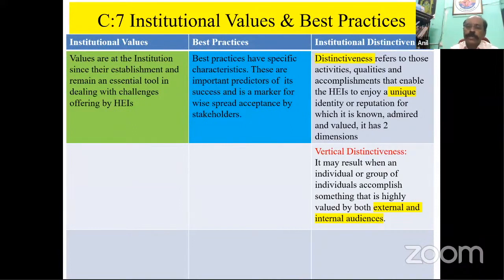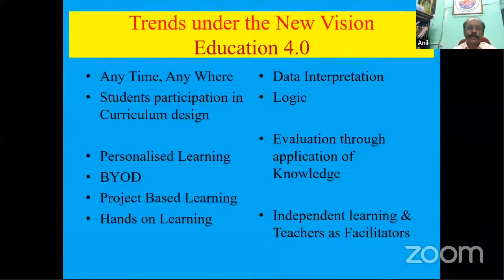In NRF, it is also called a perception. There is a perception of society about an institution, and it should be admired, known, and valued. It has two dimensions. One is vertical distinctness, another one is horizontal. It may result when an individual or group of individuals accomplish something that is highly valued by both external and internal audiences. So please sit together, brainstorm this, and identify what your uniqueness and distinctness is. You have to document that. This is very important, where many institutions are failing to identify this one.